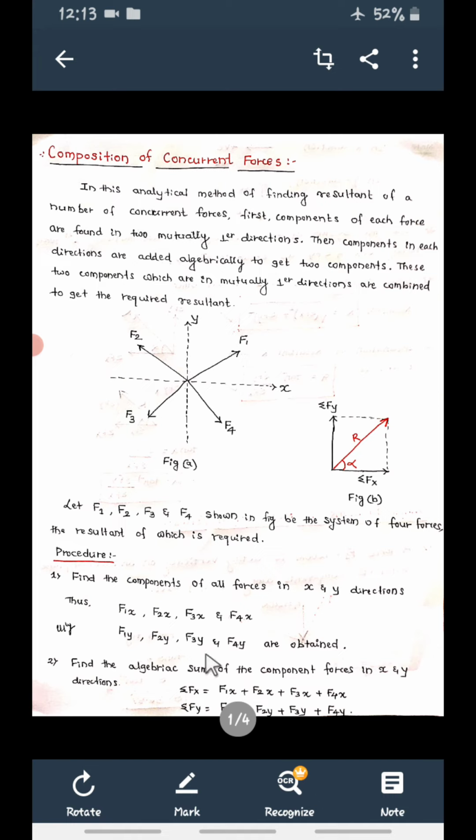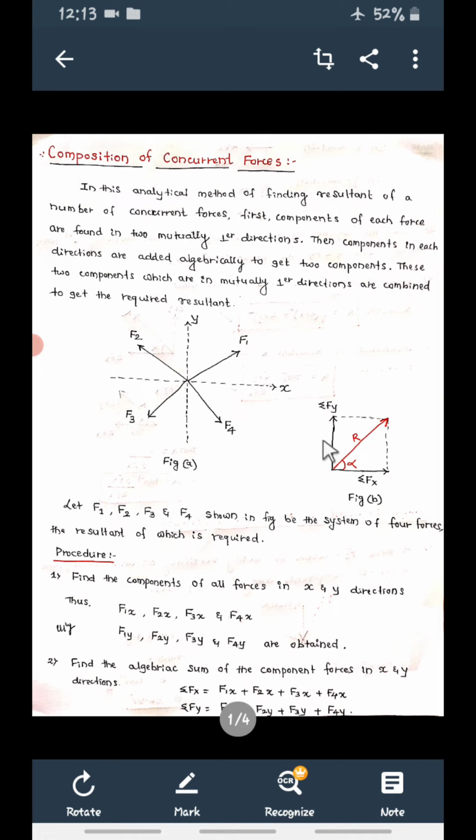Then add all the components along x direction. So summation Fx is nothing but the addition of all the component forces in x direction: F1x plus F2x plus F3x plus F4x. That will give summation Fx. Similarly, add all the component forces in y direction, we get summation Fy, that is F1y, F2y, F3y, F4y. So finally, we'll reduce them into two, that is summation Fx, summation Fy.